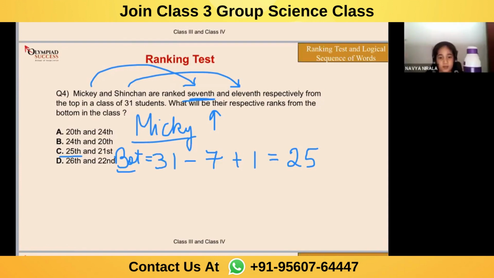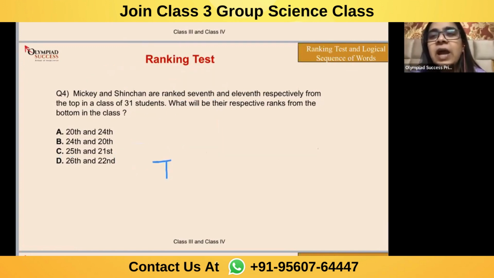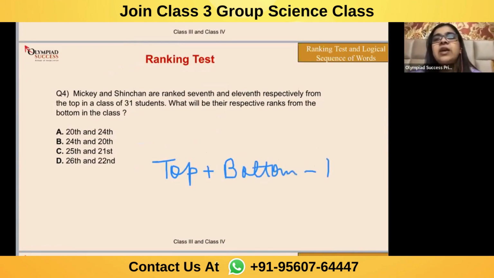The 31st minus 7 plus 1 is equal to 25. But that's the formula, right, Navya? I told you in the beginning that you have to add up the rank of a person from the top with the person at the bottom and then subtract 1 from it. And that will give you the total number of people.